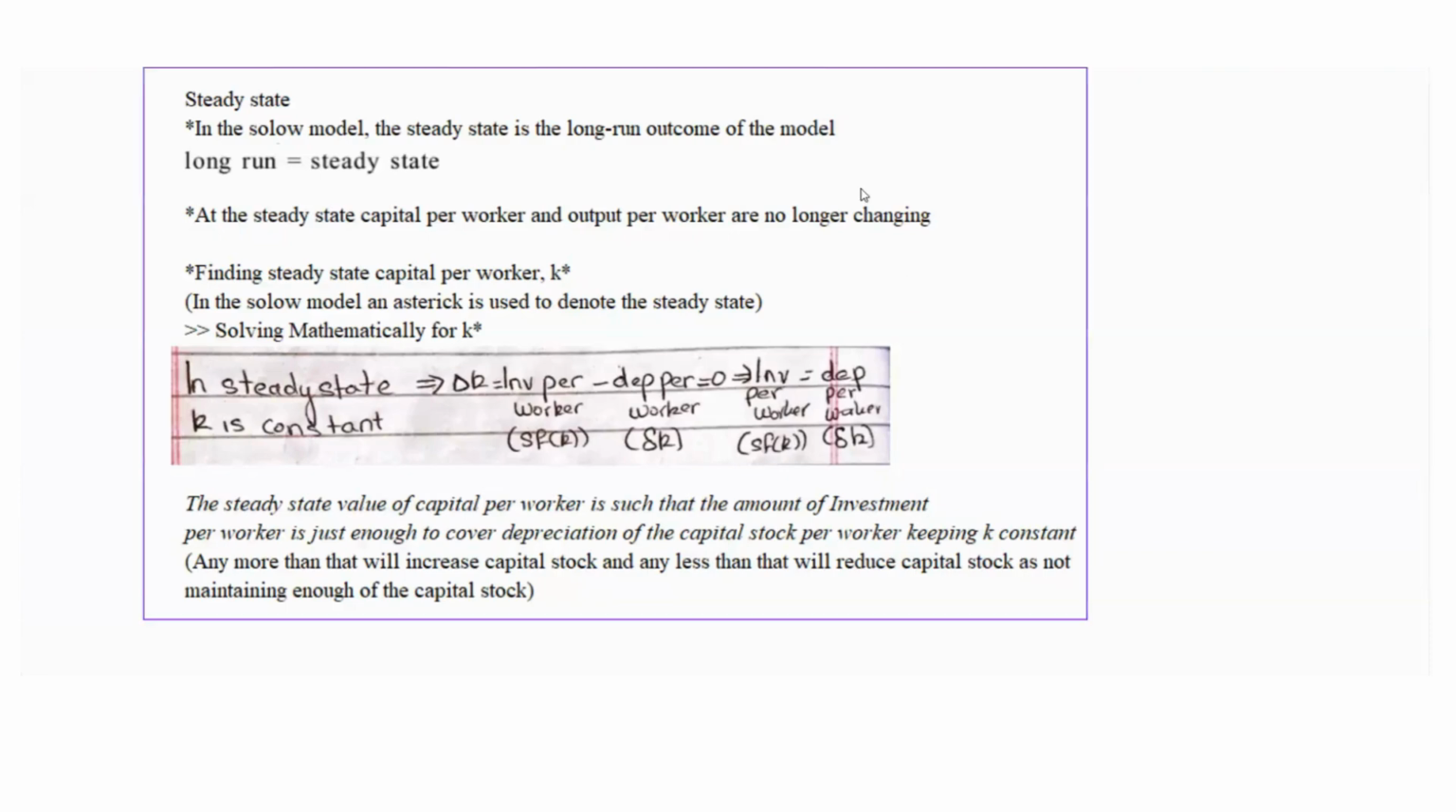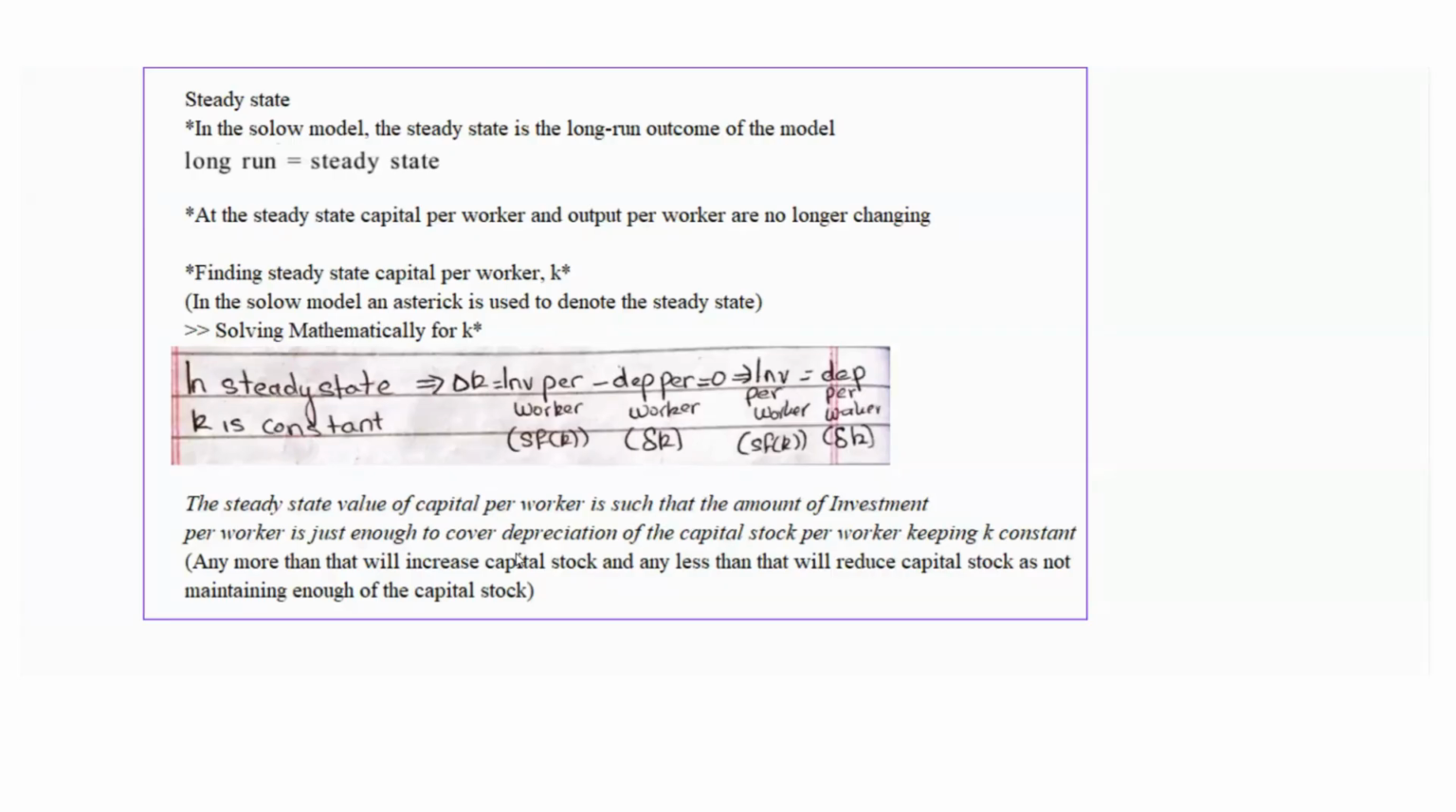Now let's first look at how we find steady state capital per worker. We know lowercase letters are used to denote per worker variables. Capital K represents your aggregate capital, but your small k represents capital per worker, and the asterisk in our Solow model denotes the steady state value. So let's look at how we mathematically solve for the steady state level of capital per worker.